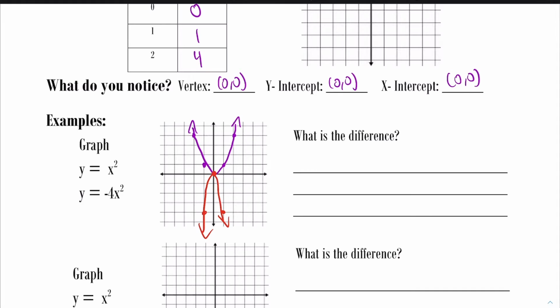Now let's talk about some of the differences. Well, one's upside down, one's right side up. Besides just the direction they're pointing, if we look at what happened whenever we plugged in the number 1, when we plugged in 1 here, it gave us 1. When we plugged in 1 in the other one, it gave us -4. According to that transformation, this new graph is going to be 4 times skinnier than the original graph. Because this is a 4 that's multiplying the x squared, we call this a vertical stretch.